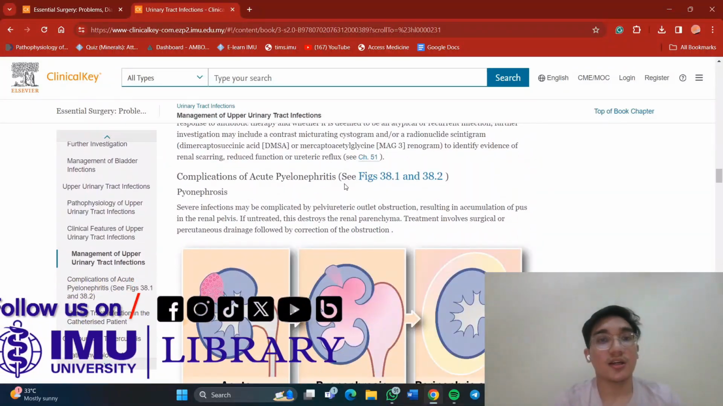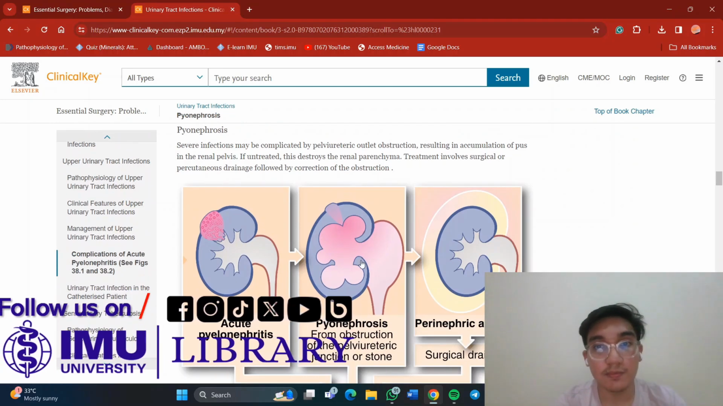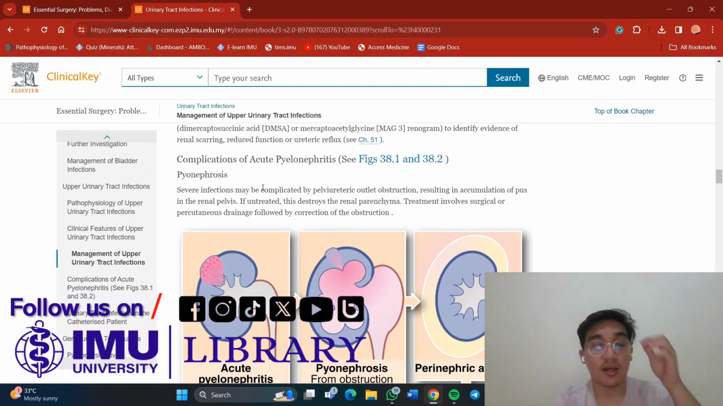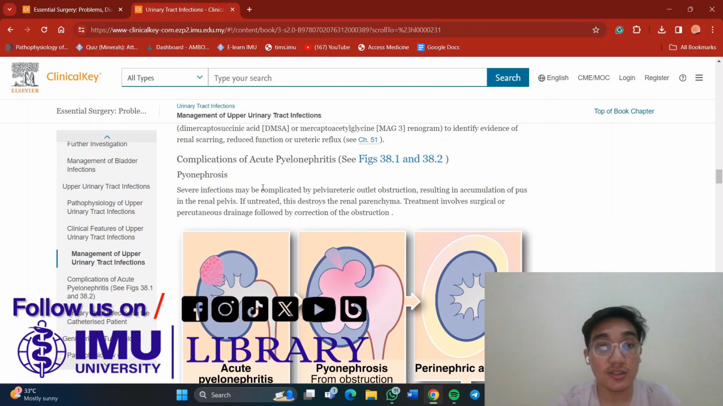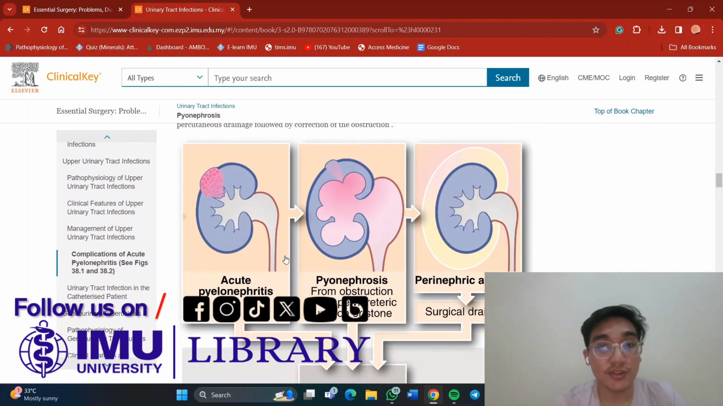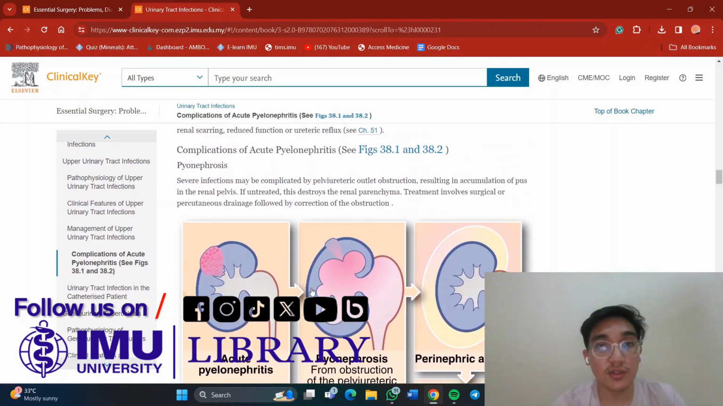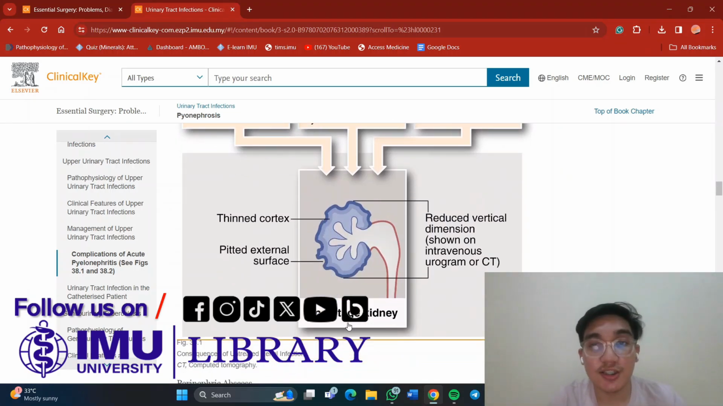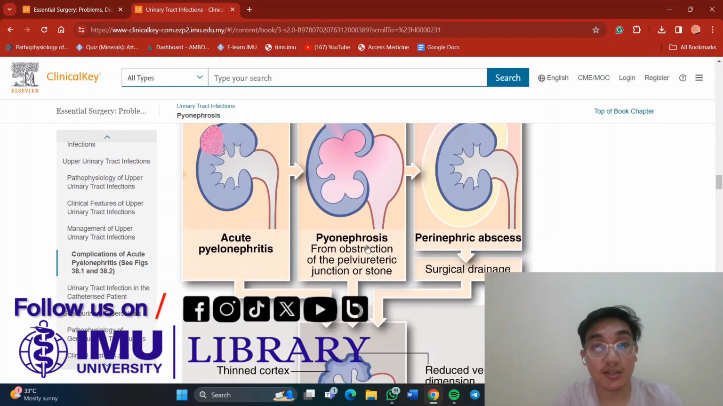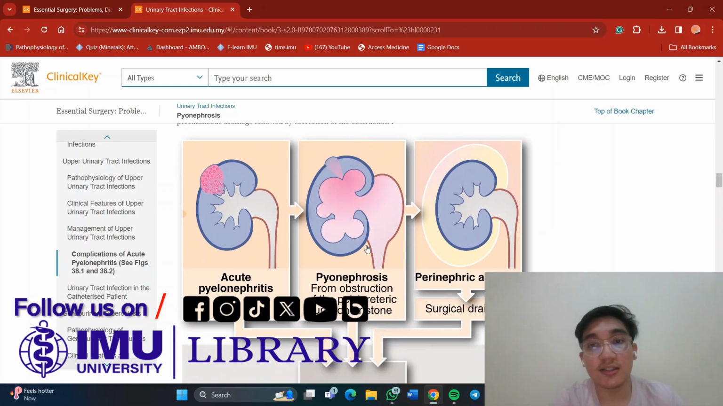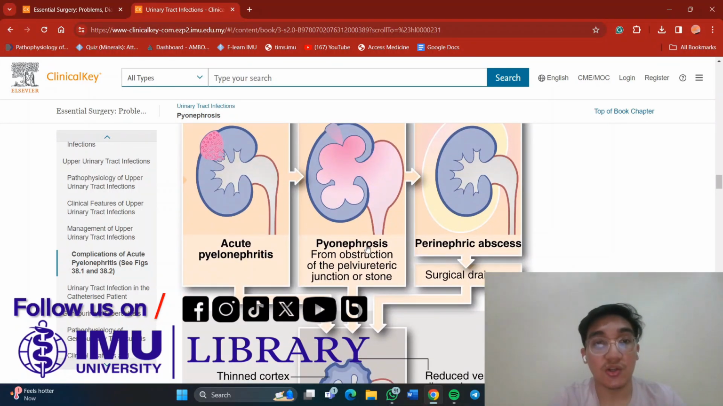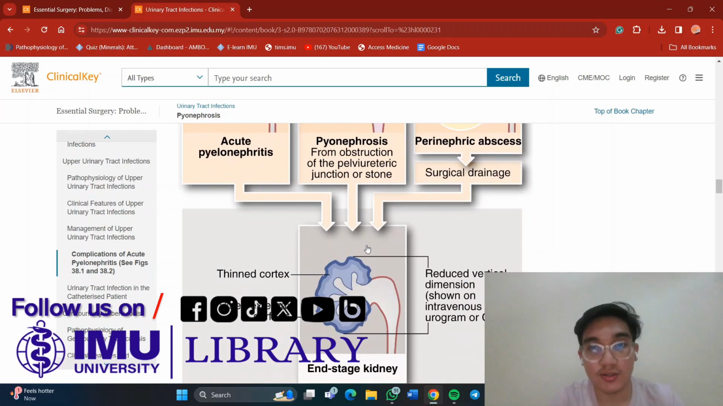other than that, this book also contains a lot of pictures, for example here under the topic of pyelonephrosis, the disease. Here we can see the complications of acute pyelonephritis, resulting in end stage kidney failure. The picture is very nice, colored and interactive, so it makes it easy for students, or myself, to understand and not get bored from reading the content.